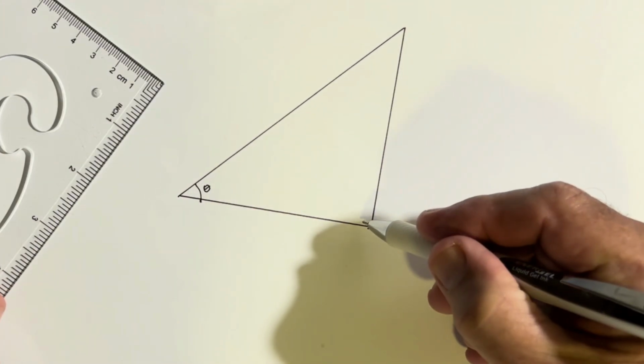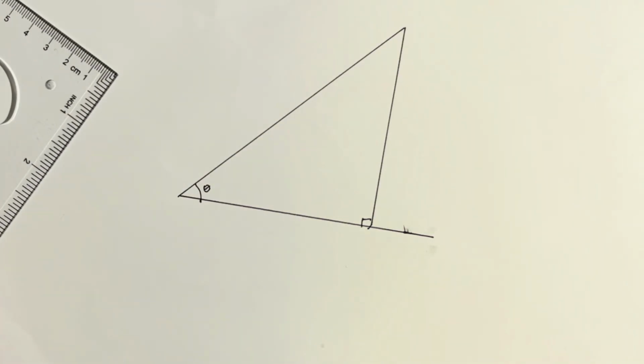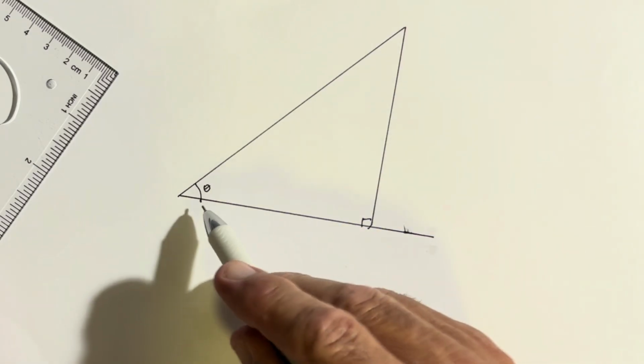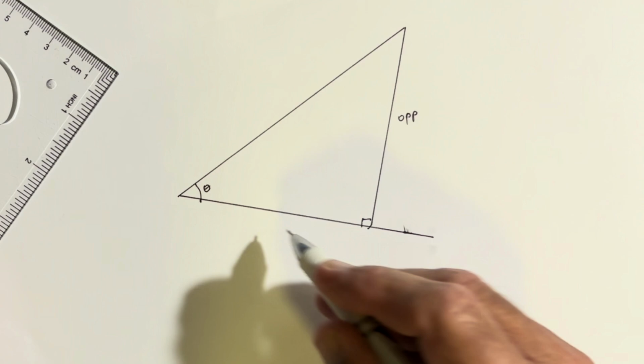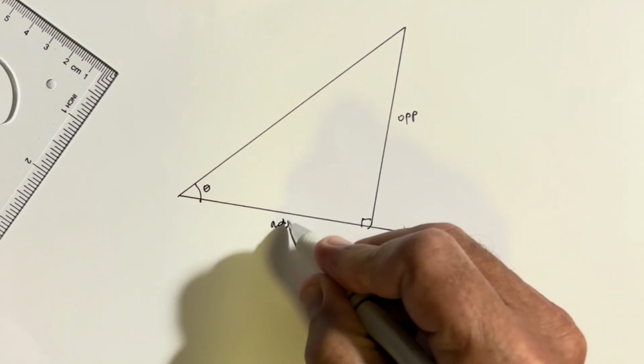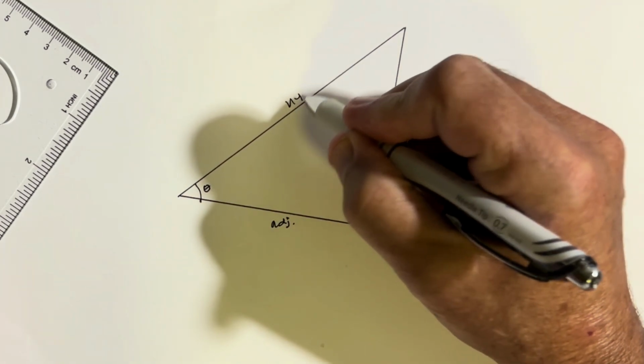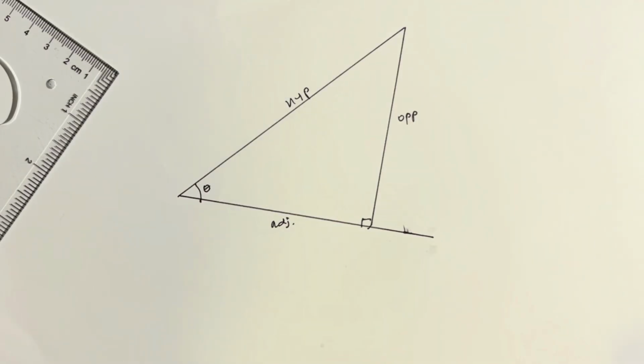Now we know that's going to be a right triangle because of the way we just drew it. So identifying the parts of this right triangle, there's the angle of interest, theta. So this would be the opposite side. This would be the adjacent side. And this would be the hypotenuse. So there's the parts of our right triangle.